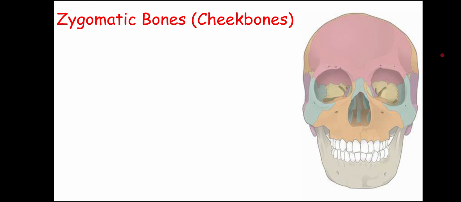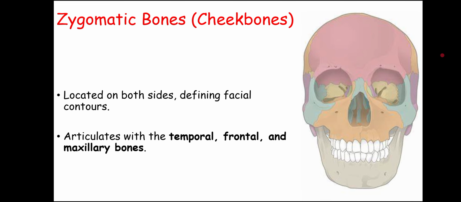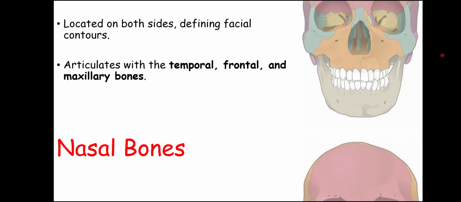Next bone visible in Norma frontalis is zygomatic bone that is located on both sides and defines facial contours. It articulates with the temporal bone, frontal bone, and maxillary bone.